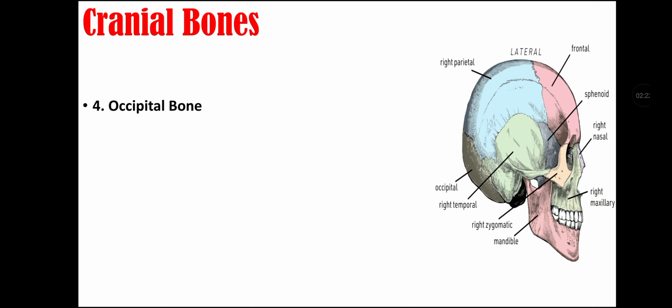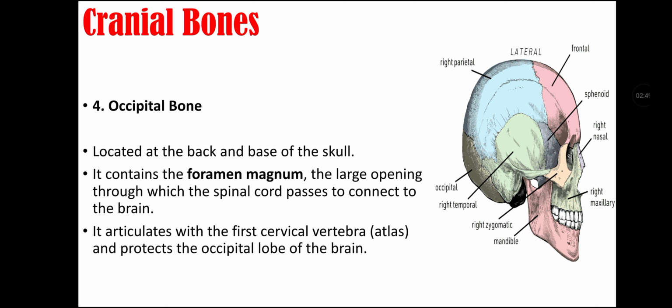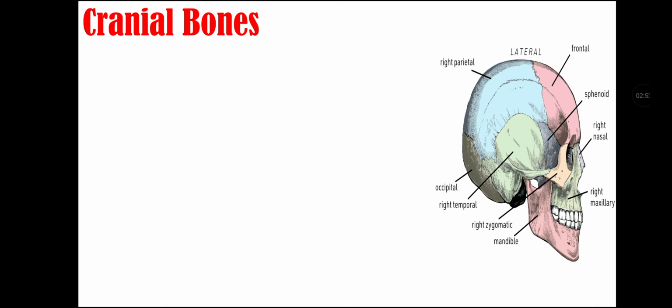Next cranial bone we have is the occipital bone. Here you can see the bone that is present at the back area of the parietal and temporal bone is the occipital bone. It is an unpaired bone, that means there will be one occipital bone in every skull. It is located at the back and base of the skull. It contains the foramen magnum, that is the large opening through which the spinal cord passes to connect to the brain. It articulates with the first cervical vertebra, that is the atlas, and protects the occipital lobe of the brain.